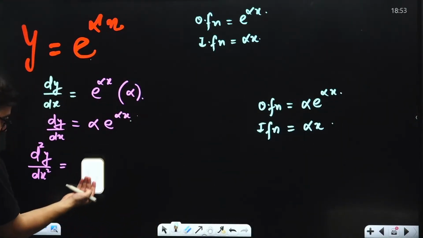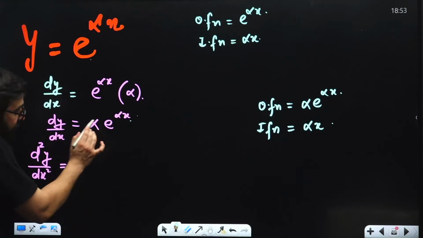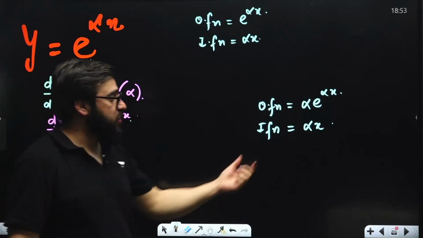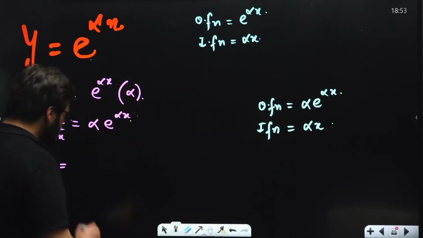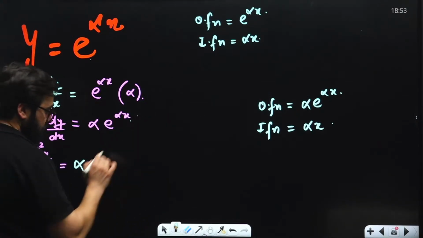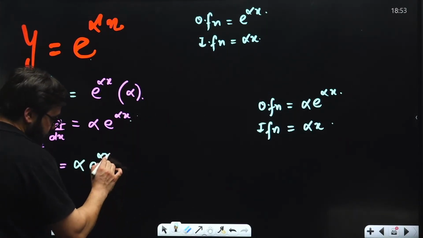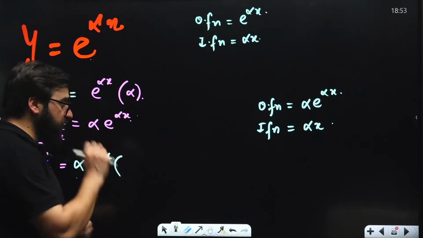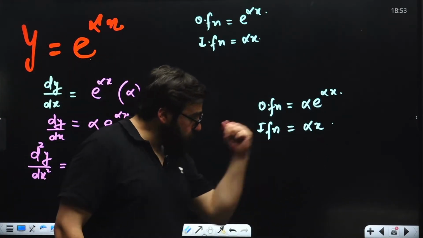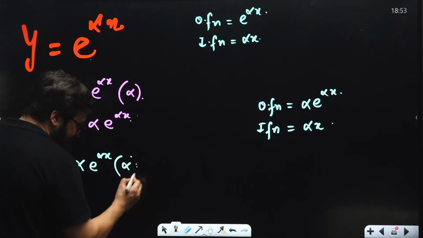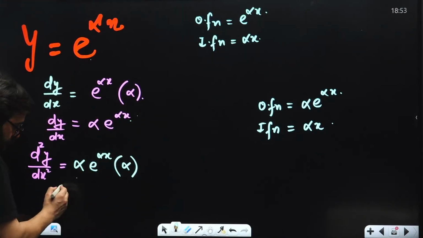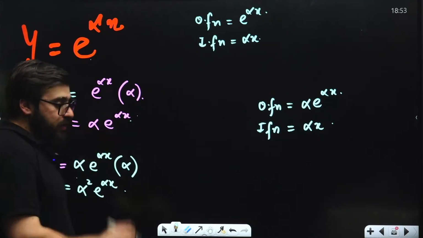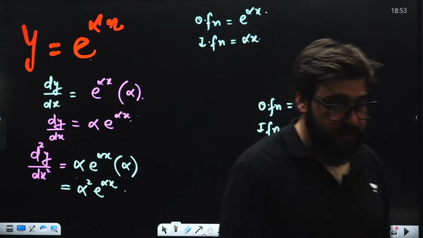Now guys, what is the differentiation of this? First, we have to do the differentiation of the outer function. So that will be, take alpha out, so it will be e raised to the power alpha x only. Now the differentiation of the inner function: differentiation of alpha x will come out to be alpha only. Now alpha into alpha is alpha square e raised to the power alpha x. So this will be the double differentiation.